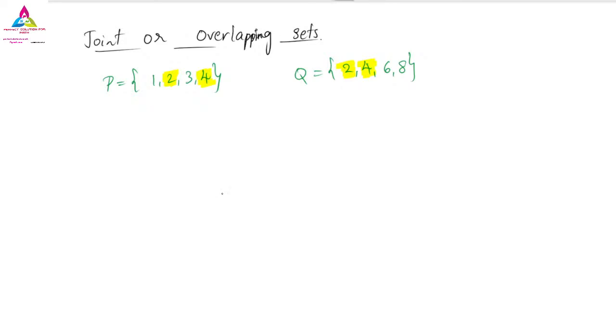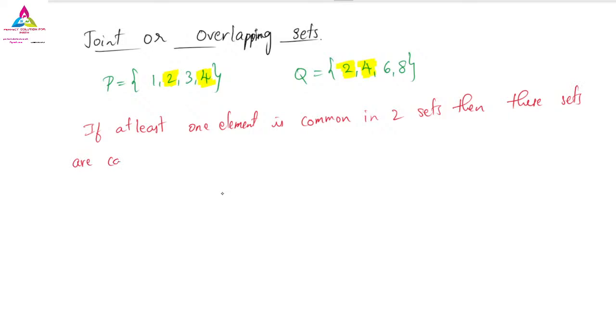This is very important. Now we have to remember. If you want, I will write down one small definition. You can write it down. If at least one element is common in two sets, then these sets are called joint or overlapping sets. So very easy it is, not difficult. At least one element must be common. I say at least one, meaning it may have more than one also.